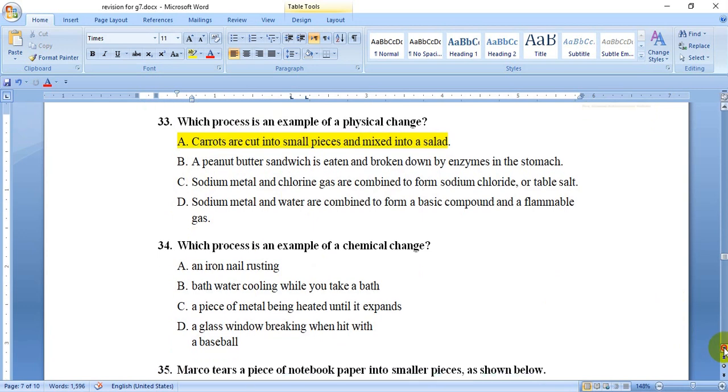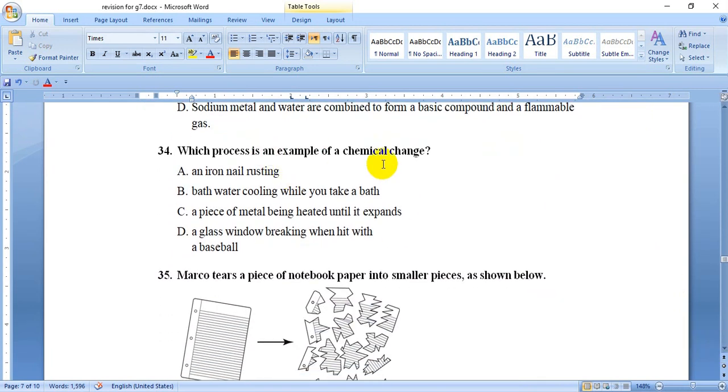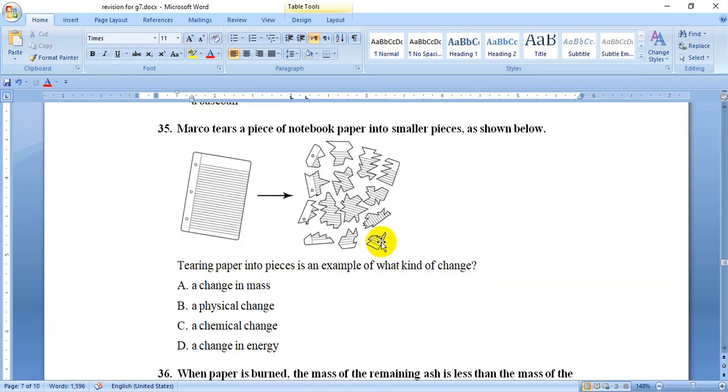Question 34. Which process is an example of chemical change? Which one here is a chemical change? An iron nail rusting. A glass of water cooling while you take a bath. A piece of metal being heated until it expands or changes size. A glass window breaking when hit with a baseball. All of them are physical changes except the iron nail rusting, because rusting.